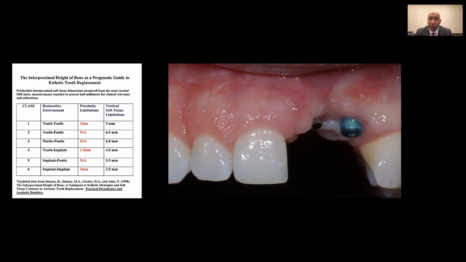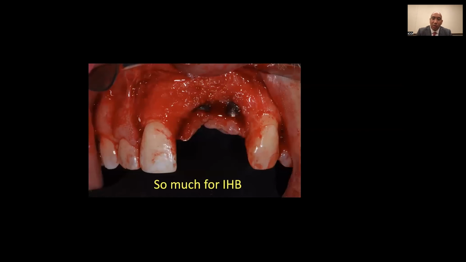But if you go implant pontic, that's even better. So obviously we can't always do that for occlusion and parafunction purposes, but when you can, try to avoid 2 implants next to each other in the aesthetic zone.